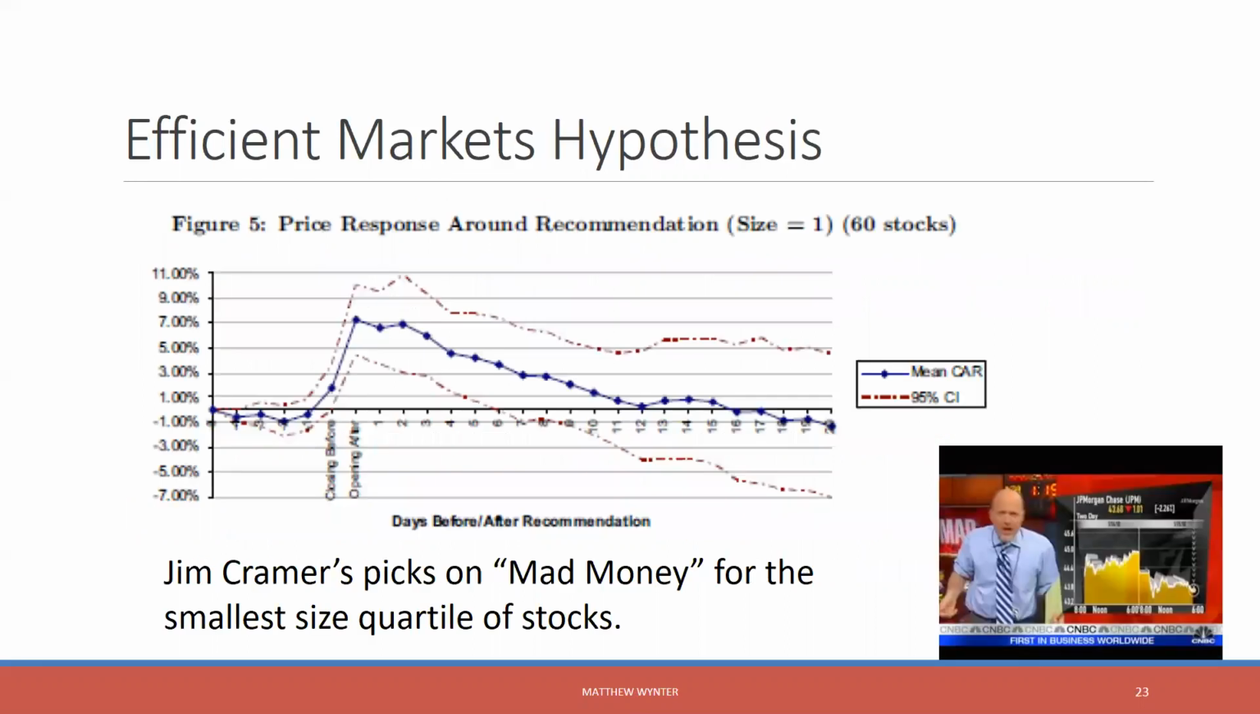In the real world, when we take a look, we find that Jim Cramer's stock picks have significant effects on stock prices. We can observe that the prices are reacting very quickly, and they seem to be incorporating information that's already publicly available. So this is a violation of our efficient market hypothesis.